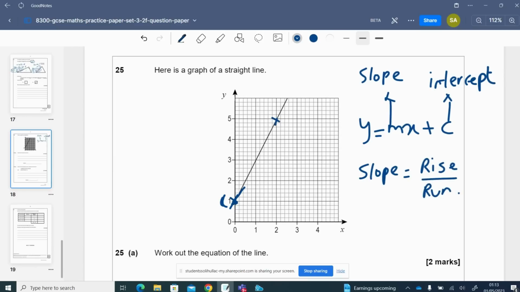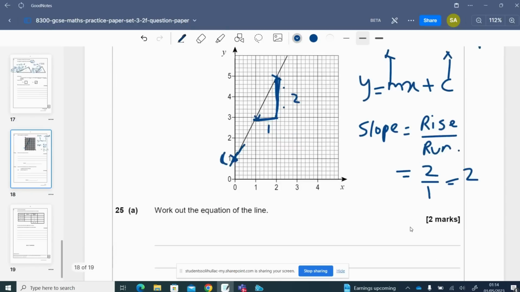So we choose any 2 points on the graph. You can choose this one, or this one. Then we draw a triangle, which will be a straight line from this point to this point, and then join the 2 points together with the triangle. And then we calculate the rise. That rise is 2 up and 1 across. That means the rise over run is 2 over 1, which equals 2.